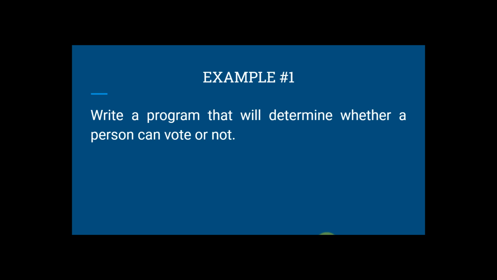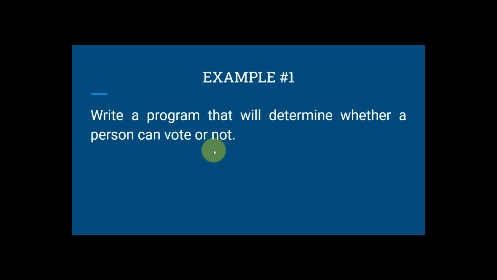Welcome back. Now we're going to solve our previous problem, which is about determining whether a person can vote or not. We will be using C++ to solve this problem. So, the first thing that we need to analyze is what are the things that we need to consider here so that we can create a program. Person, so this is our data, and the question is to determine whether a person can vote or not.